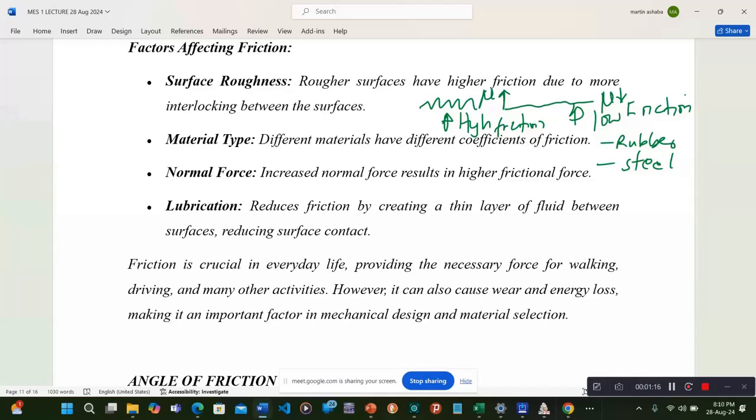This increased normal force results in a higher frictional force, and this normal force depends on the weight of the body, because we said action and reaction are equal but opposite. If a body is seated on the ground and has weight W, then usually at equilibrium, this weight W is equal to the normal reaction.